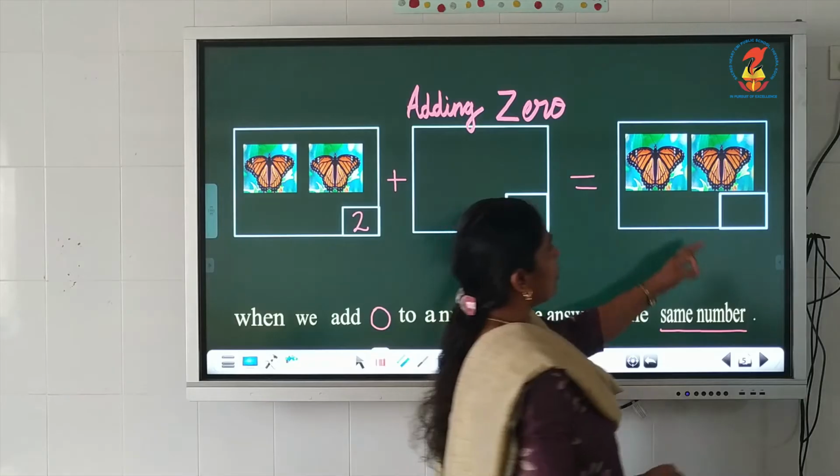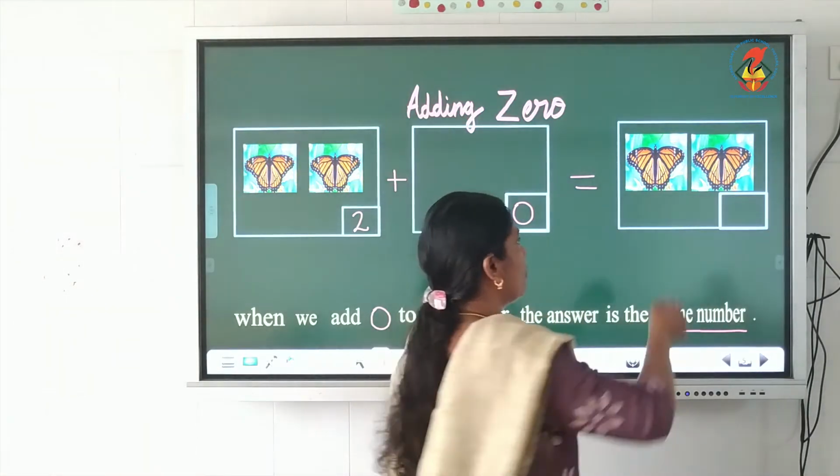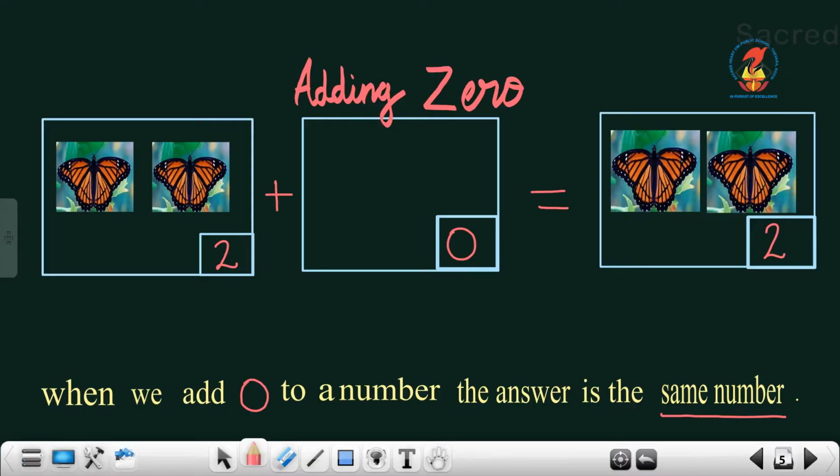Now look at the third box. How many butterflies are there? 1, 2. Now look, children. 2 butterflies plus 0 is equal to 2. Is it? 2 plus 0 is equal to 2. Now we will do some other examples.